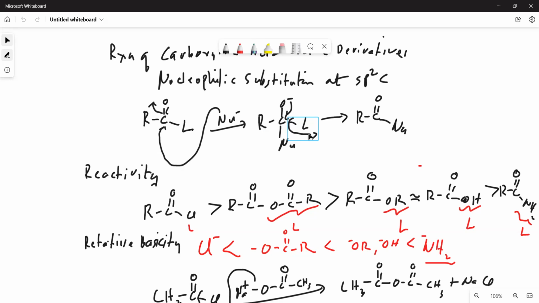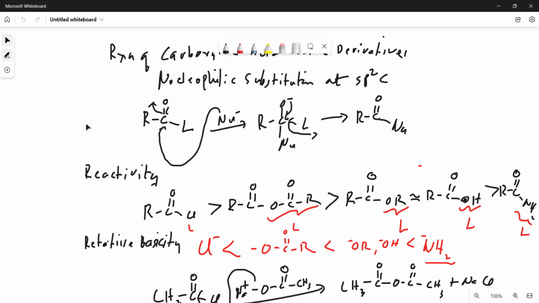The best leaving group, class, would be the weaker or the weakest base. So that's why this nucleophile was able to displace this, with the assumption that this leaving group, which is also a nucleophile, is a weaker base than this. So that's why substitution succeeds.